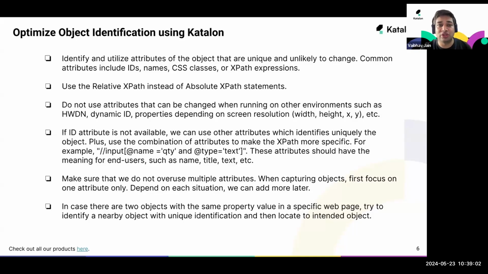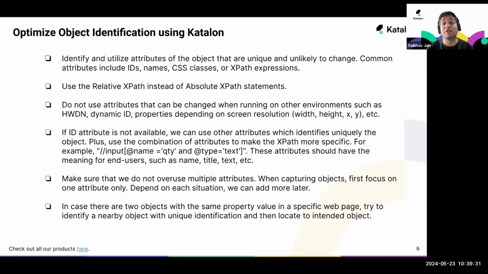and unlikely to change. They should be static, because whenever we work in automation, we should always try to use properties which will not change based on the environments or based on the runs. So it should be constant. There are some common attributes which we can easily use: ID, name, CSS classes, XPath. Being automation, it's always preferred to use the XPath.